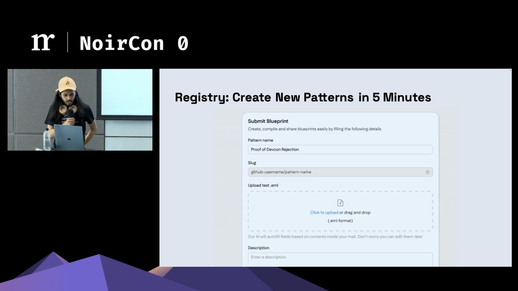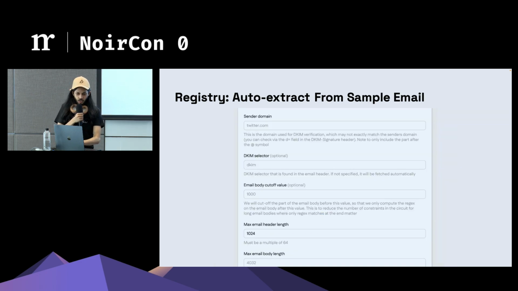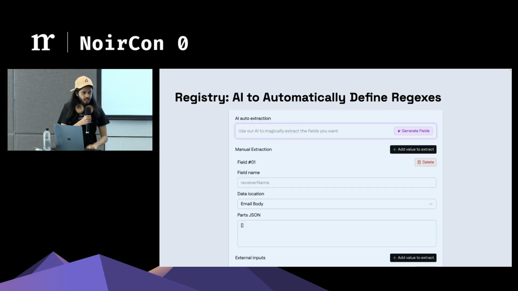And the idea is if you upload, say, an example email that you now want to make a proof of, we can parse out a bunch of information automatically from it. Concretely, we can parse out who the sender was, what the selector was, what the length of the header and body is, automatically the second you upload that email. Then the user has to define how they're going to actually parse this email. So they want to say something like, look, I want to extract the username, I want to extract the talk title, I want to extract the amount of money they paid, I want to extract whether they got accepted or rejected.